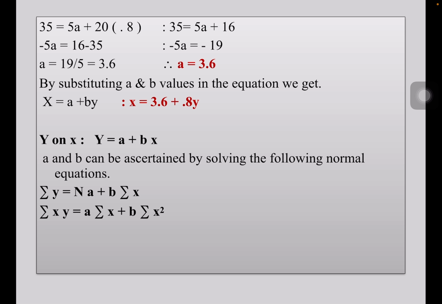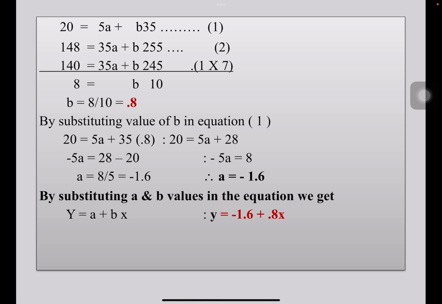Now, let us see y on x. Y is equal to a plus bx. A and b can be ascertained by solving the following normal equations. As usual, when you substitute, it will be 20 equal to 5a plus 35b, 148 equal to 35a plus 255b. To make it equal, you have to multiply the first equation with 7. Therefore, you will get 140 equal to 35a plus 245b.